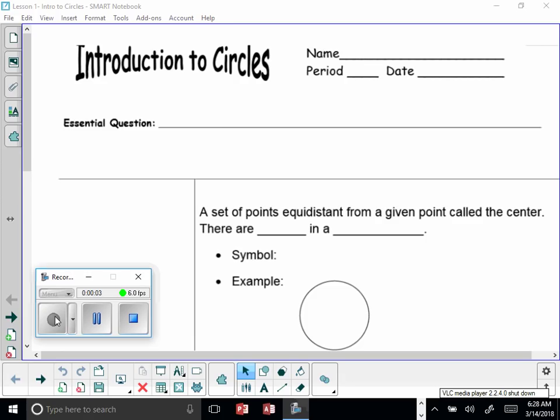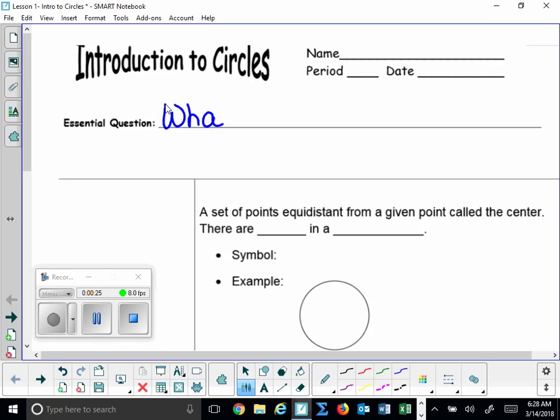Welcome to the first lesson on circles. This lesson is very, very heavy on vocabulary. In fact, the whole point of this lesson is to get some basic vocabulary in our toolbox so that as we learn about circles, we're all discussing the same thing. So our essential question is, what basic vocabulary do I need to know?